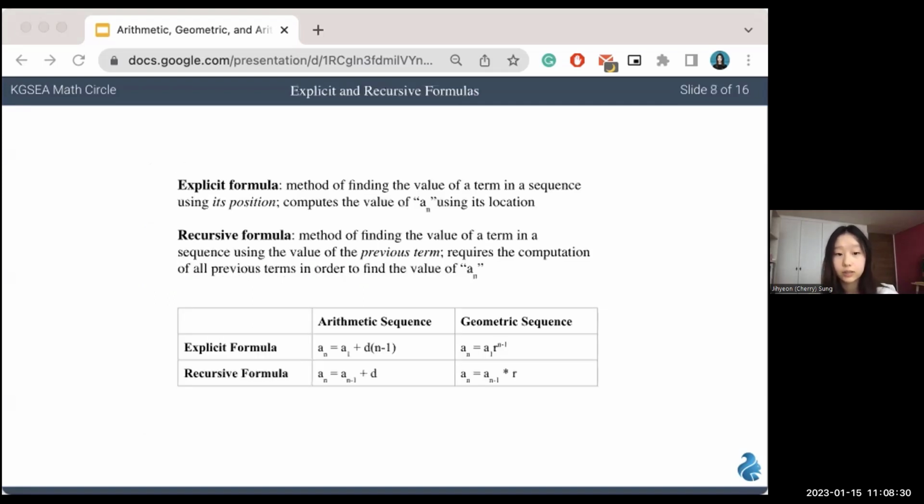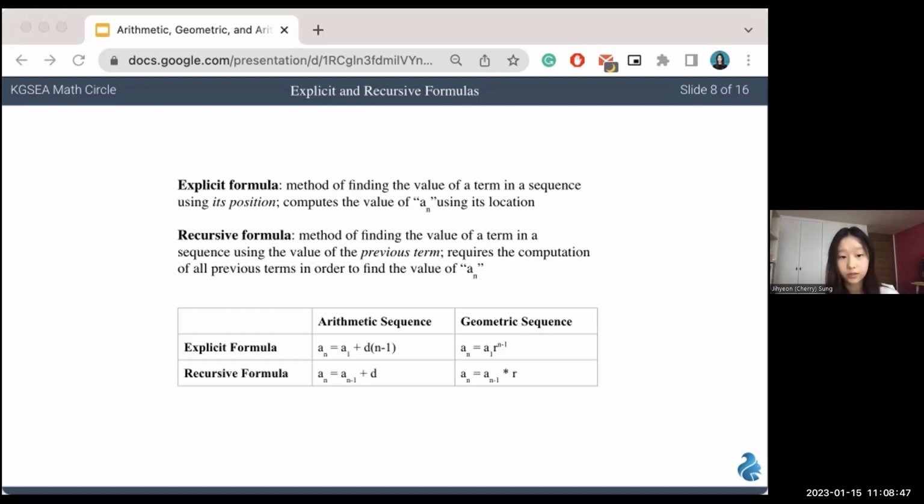So how do we find specific terms of a sequence and their formulas? There are two ways, the explicit and recursive formulas. The explicit formulas are what I showed before. It is a method of finding the value of a term in a sequence using its position. It computes the value of an using its location.